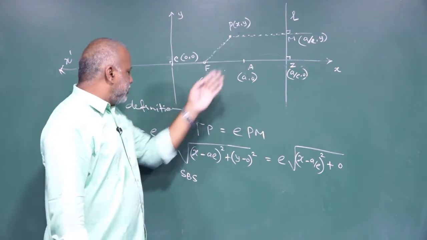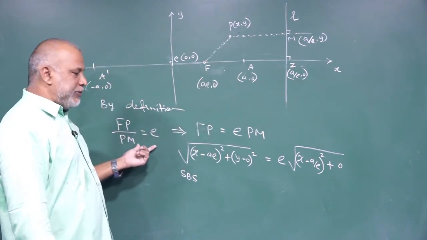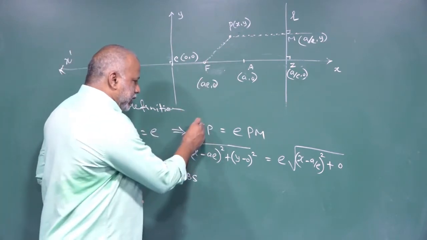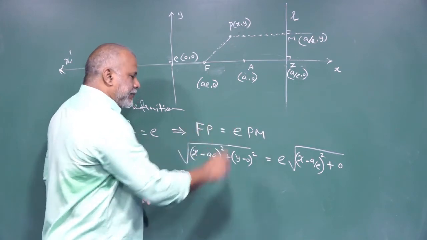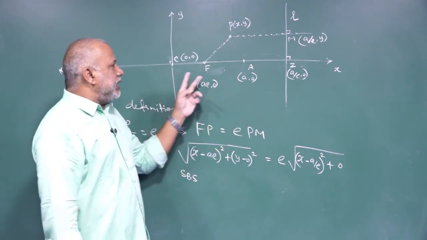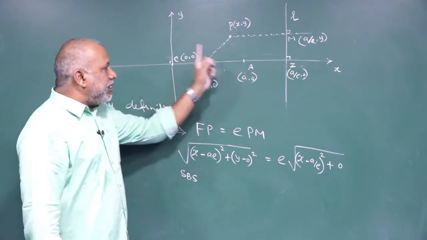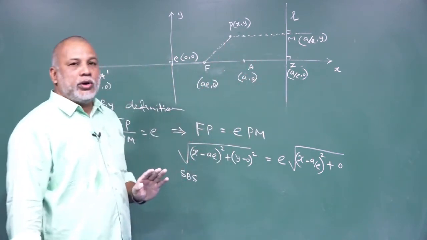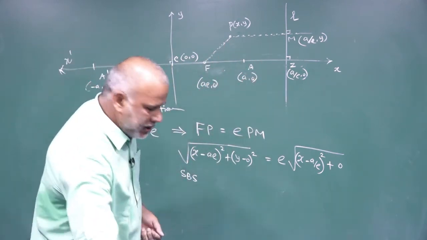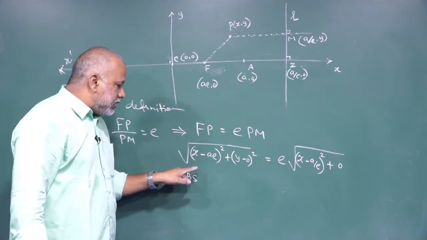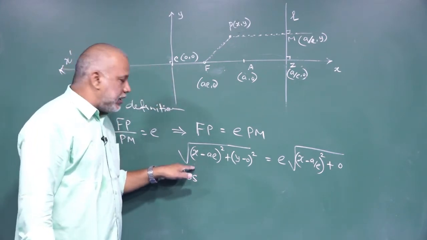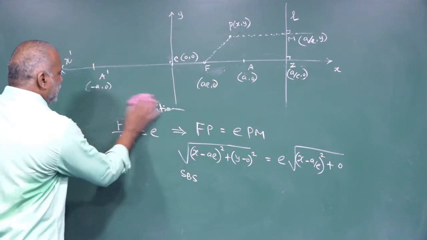Then we are going to use the basic definition. FP by PM equal to E. Cross multiply this one. We can get FP equal to E times PM. Here FP is the distance between 2 points. PM is also the distance between 2 points. Now listen to this one. I am going to square this value. If you are squaring this value, the root will be removed.